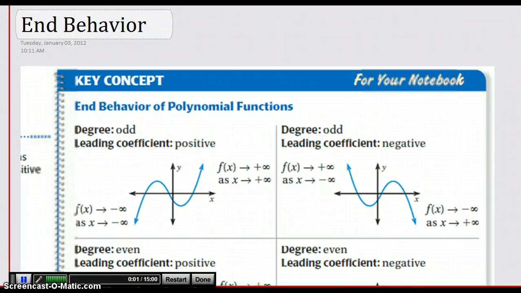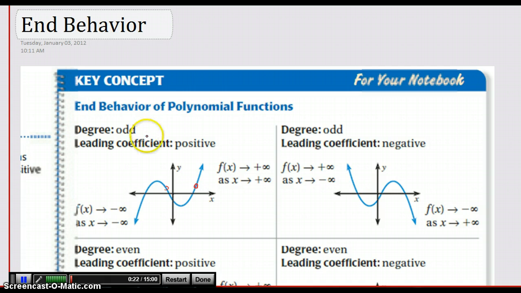Alright, so the last video talked about evaluating polynomials, and we were able to use either direct substitution or synthetic substitution to find any value on this graph. We could find the value of the function at x equals here or here, it didn't matter, we could find it at any point. This video is talking about the end behavior of our polynomials.